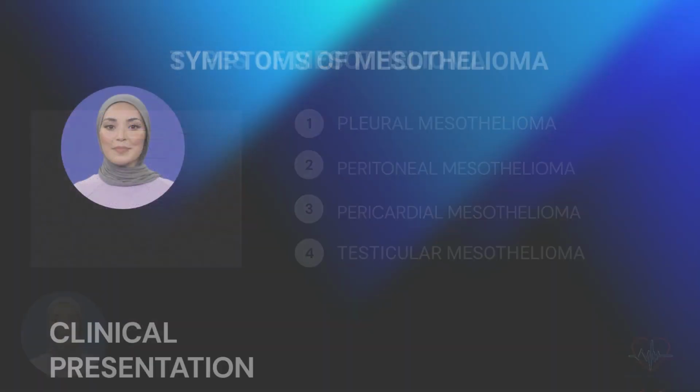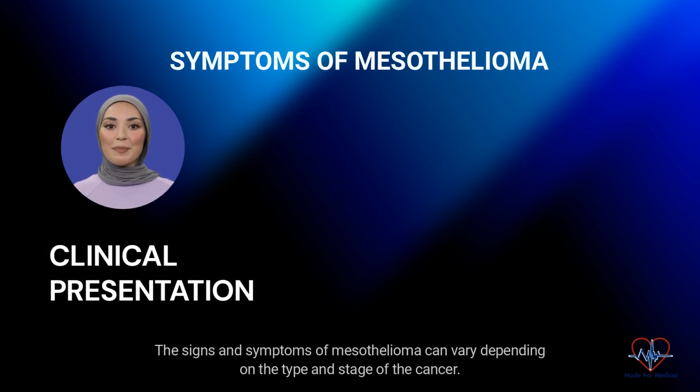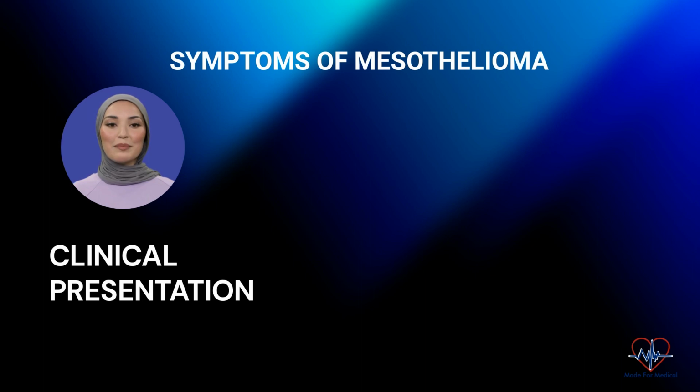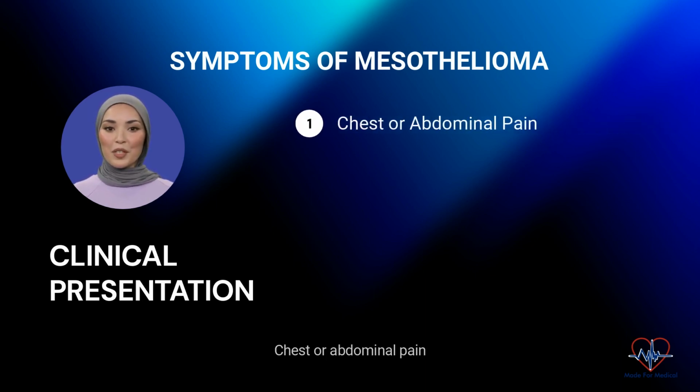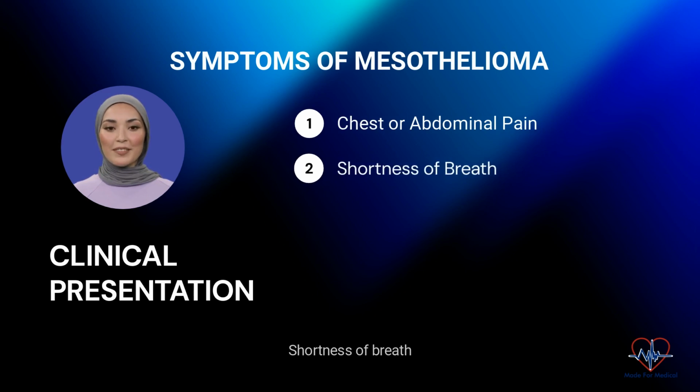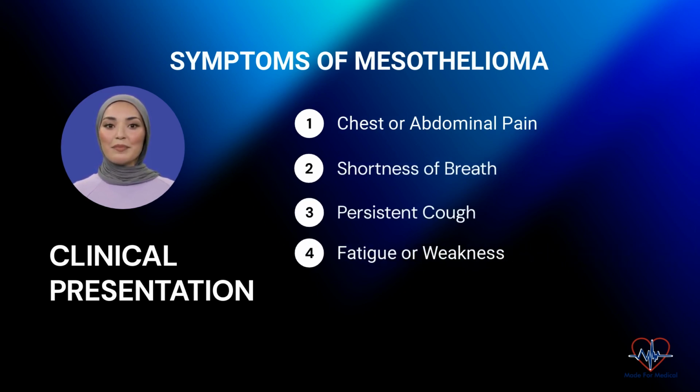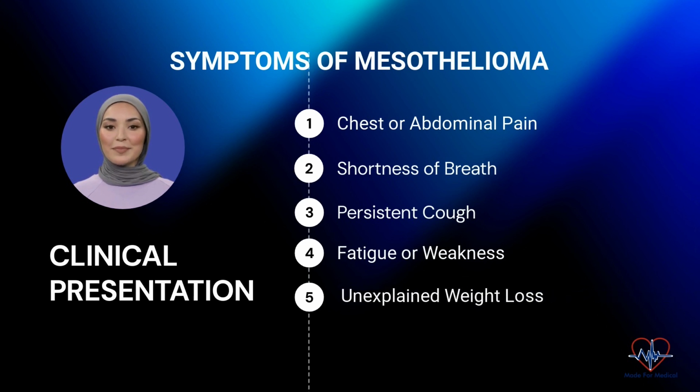The signs and symptoms of mesothelioma can vary depending on the type and stage of the cancer. Common signs and symptoms include chest or abdominal pain, shortness of breath, persistent cough, fatigue or weakness, unexplained weight loss.